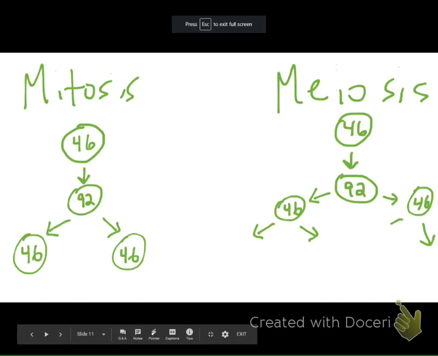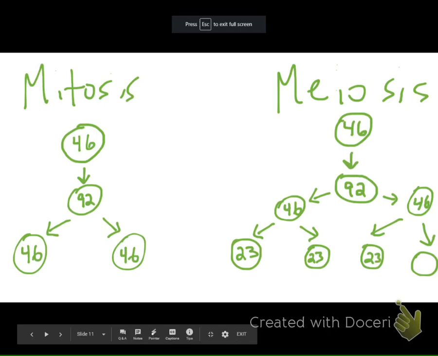How many cells are being made in meiosis? How many daughter cells? Four. And how many chromosomes do they have each? If 46 splits in half, how many chromosomes is it going to have? 23. 23.